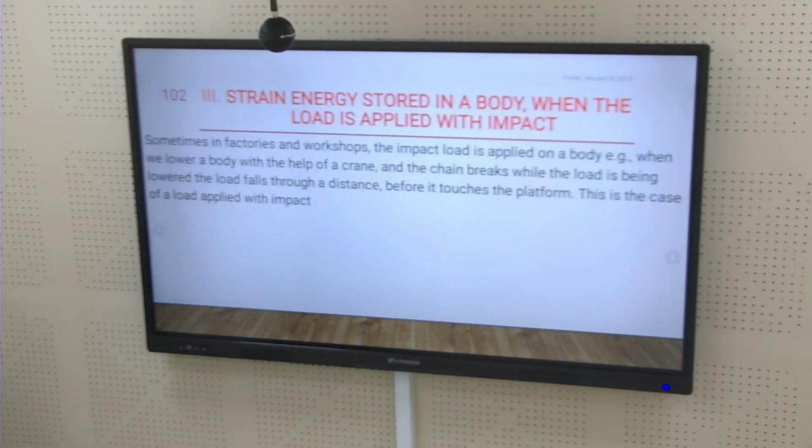Strain load. Let's see now when load is applied with impact. Sometimes in factories or workshops, as we have seen, the impact load is applied on a body. For example, when we lower a body with the help of a crane and the chain breaks, while the load is being lowered, the load falls through a distance before it touches the platform. This is the case of a load applied with impact. Mind you, before it touches the platform, there is a considerable distance. This makes the difference with the suddenly applied load.